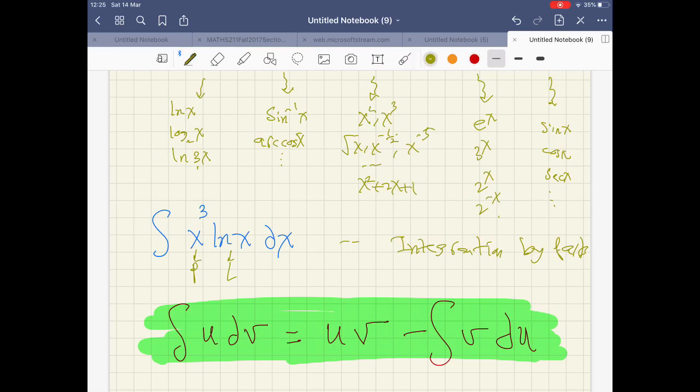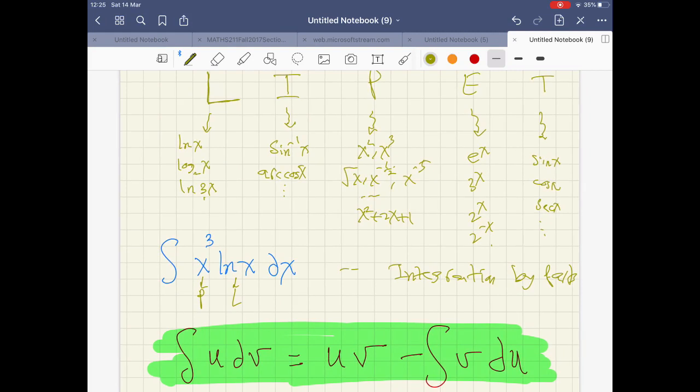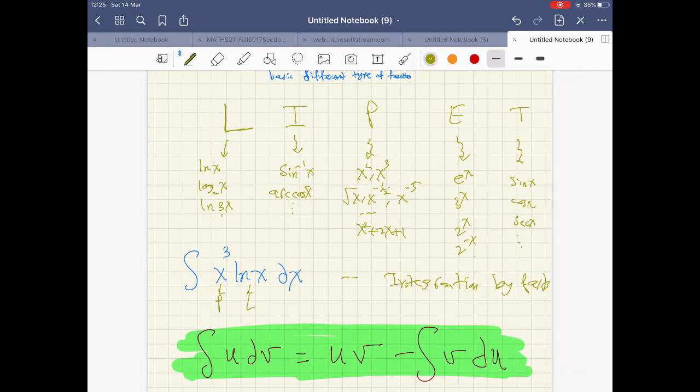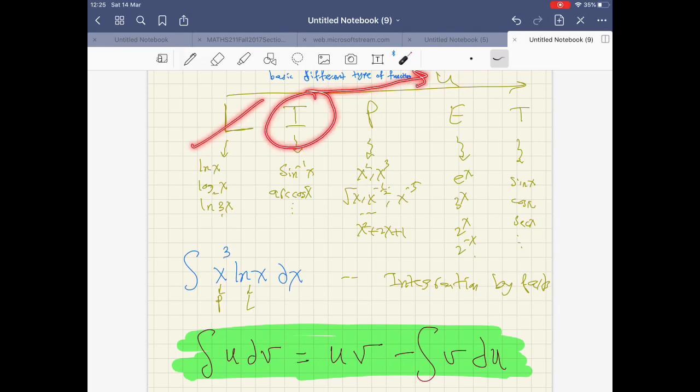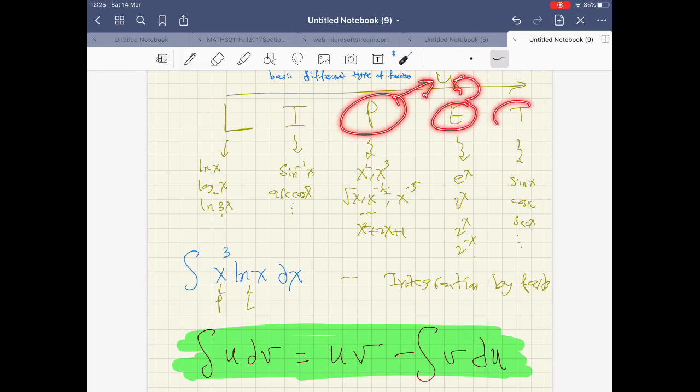Now, the question is, how do I find which function I should choose as u? We will use this hierarchy. If the first function you see is logarithmic, that is your choice for u. If you don't see logarithmic, and the first function you see is inverse, that is your u. If you don't see inverse, then you go for the power or the polynomial, and that will be your choice of u. And then the exponential, and finally the trigonometric. That would be my choice of u.